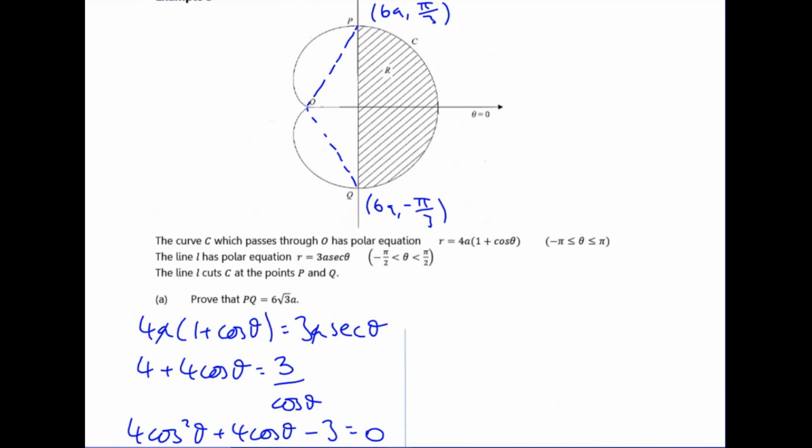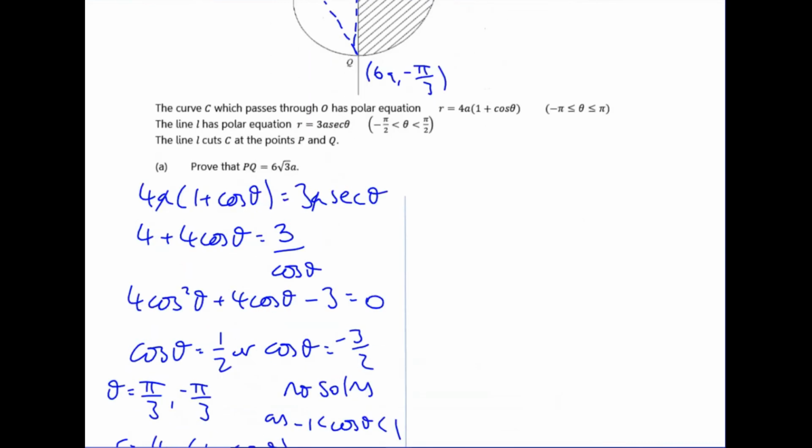It asks for the length PQ here. There are a couple of different ways of doing it. You could work out this side length here and use a right angle triangle to work out this and double it, or you can work out this angle in here and use a cosine rule to work out PQ. Either way is fine. So this length here will be, when theta equals 0, 3a. But we'll use cosine rule.